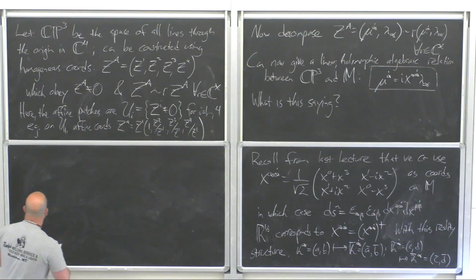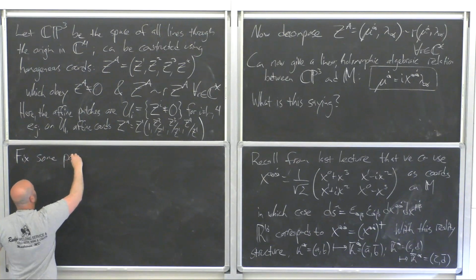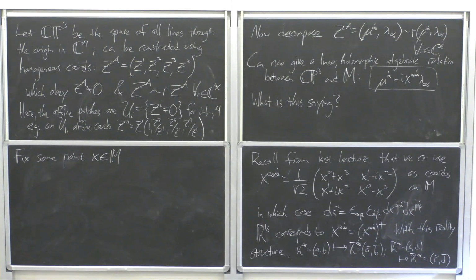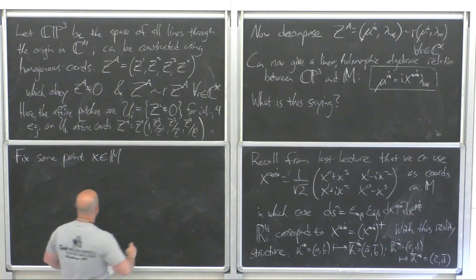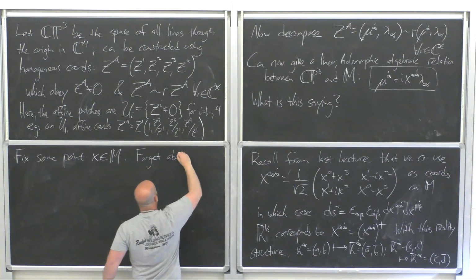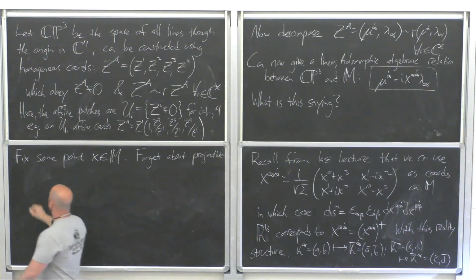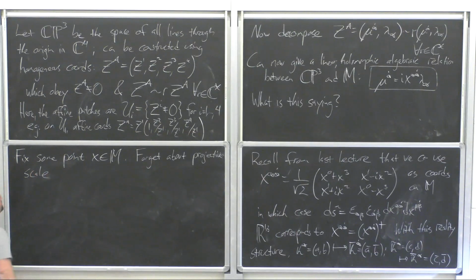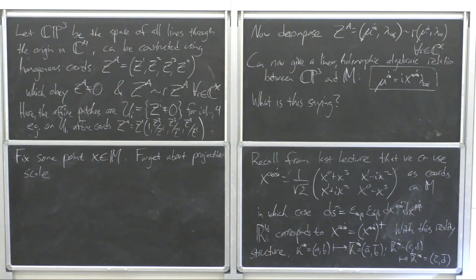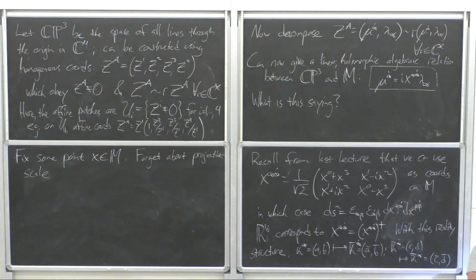All right, so let's start by fixing some point x in our complexified Minkowski space. So if we forget about projective scaling for a second. What do I mean by projective scale? I mean this equivalence up to overall scaling by a non-vanishing complex number. For now, let's just forget about this. And then, if I wrote this equation, you wouldn't have to think twice. You'd tell me exactly what it meant.